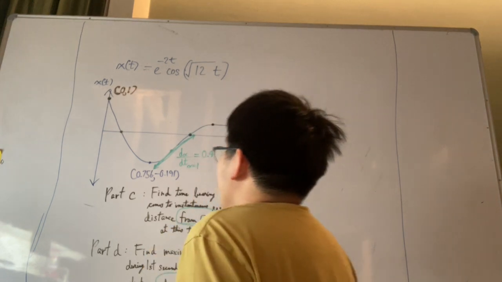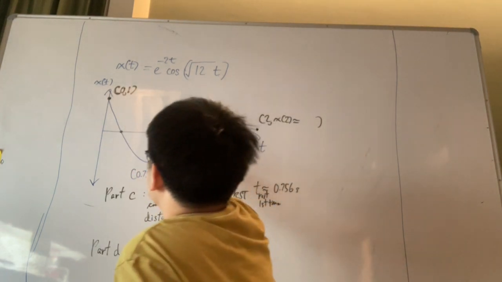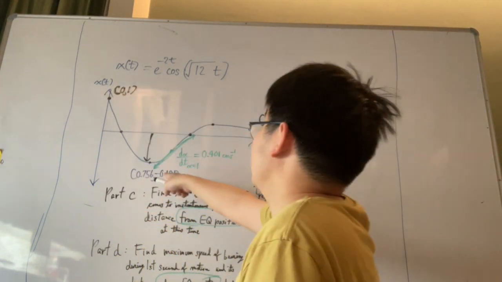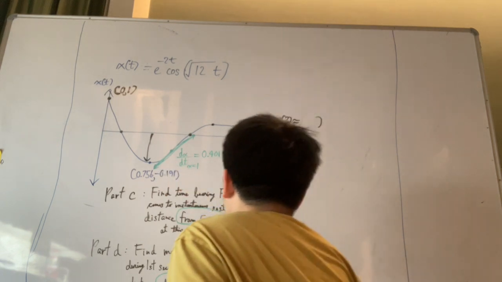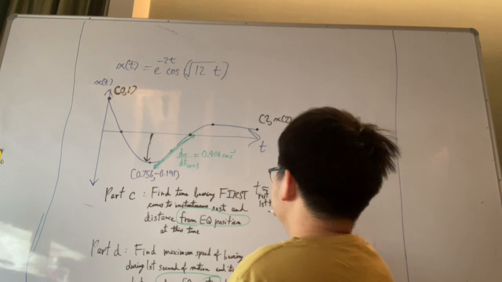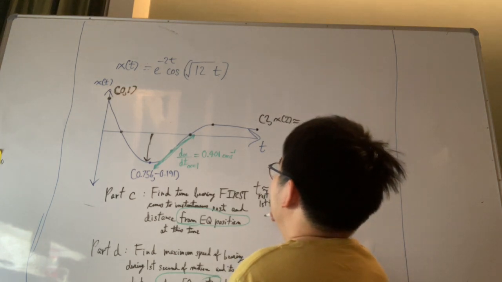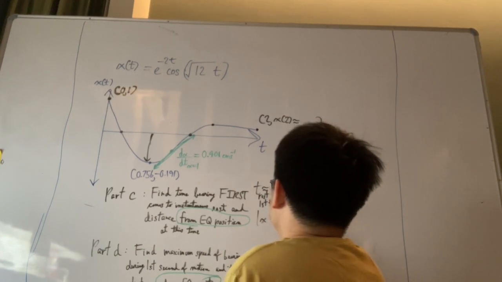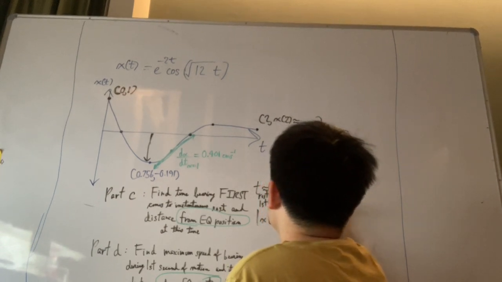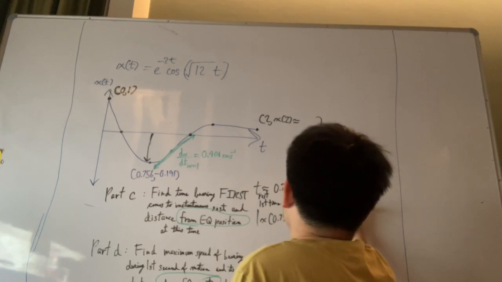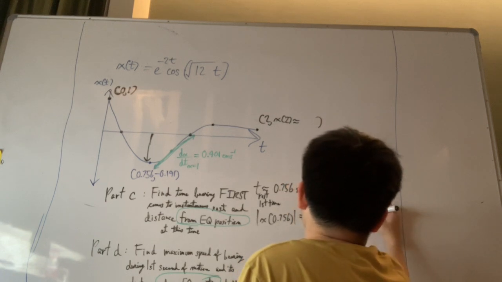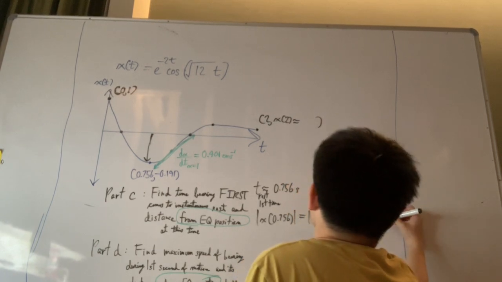Now distance, relative to the equilibrium position, what I'm going to draw it is here, you just do negative 0.191 and take the absolute value of it. So the absolute value of x of 0.756 is just the absolute value of negative 0.191, which becomes plus 0.191 centimeters.